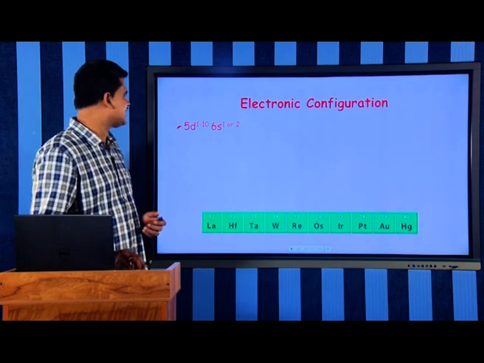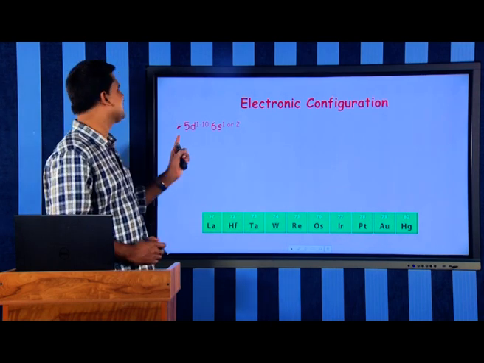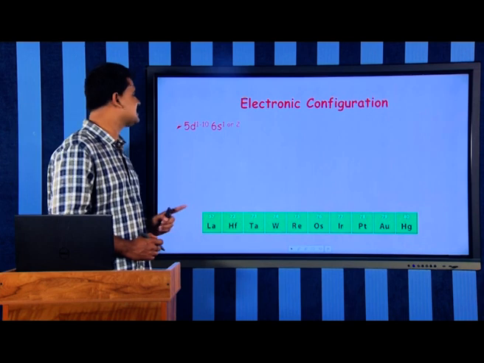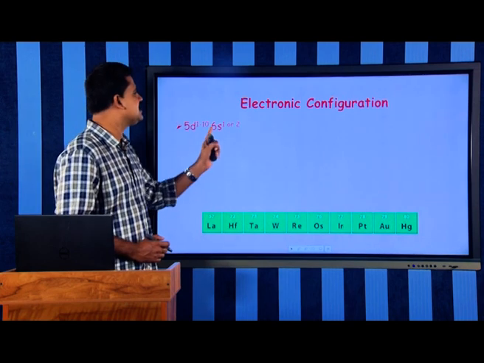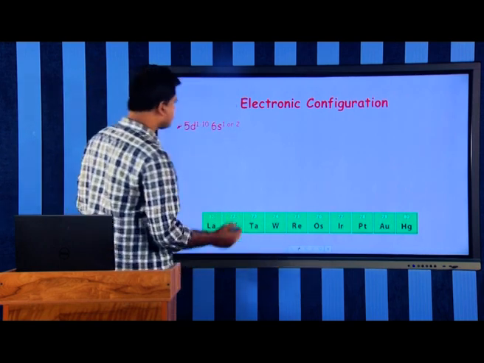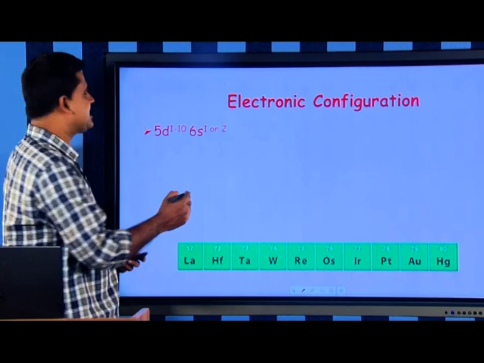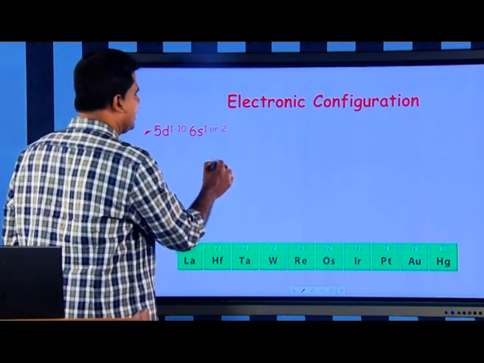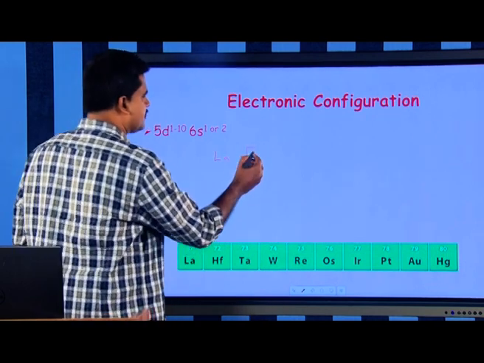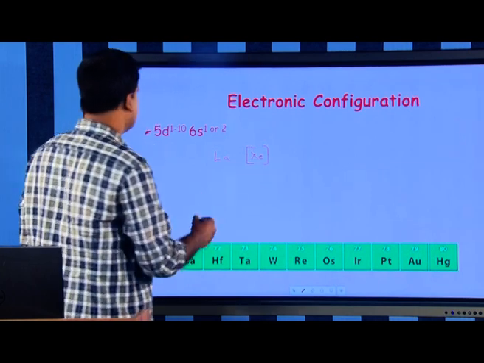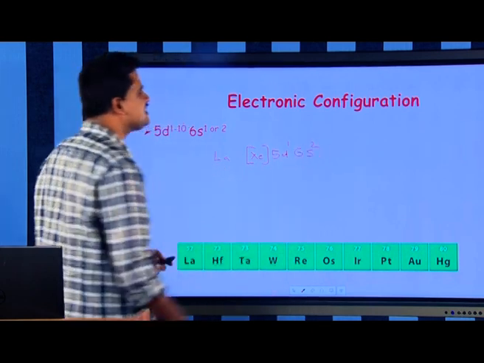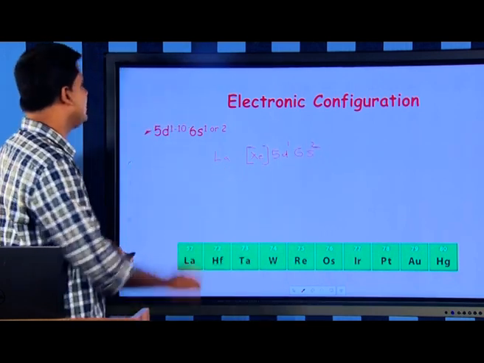Regarding electronic configuration, it has been observed that the general outer electronic configuration of the 5d series of elements, or third transition series, is 5d1 to 10, 6s1 or 2. Then the complete electronic configuration can be represented by this. For lanthanum, we can represent the configuration as xenon core, 5d1, 6s2. This will be the configuration of lanthanum.